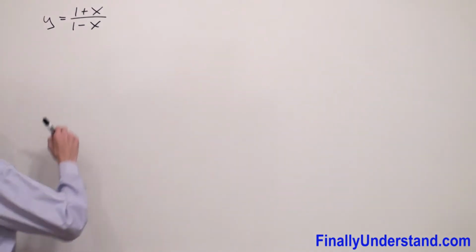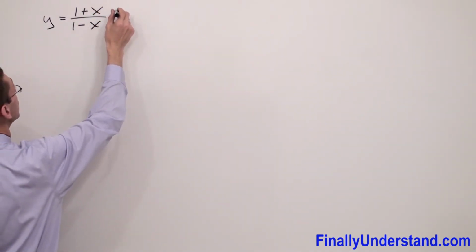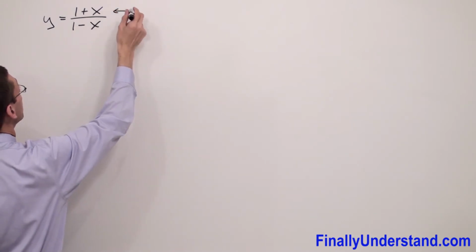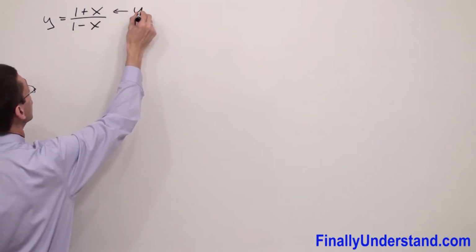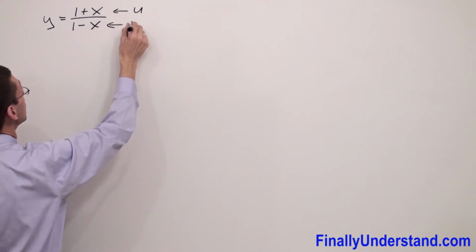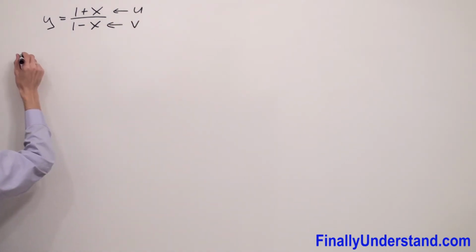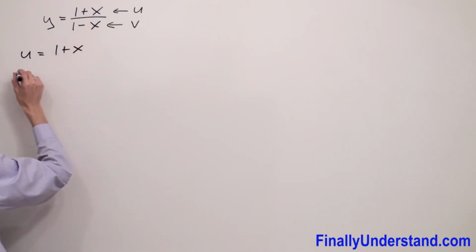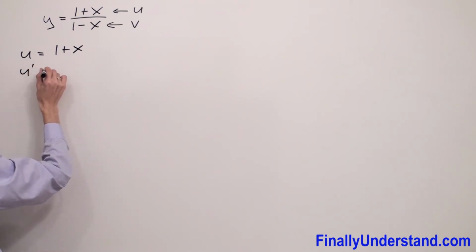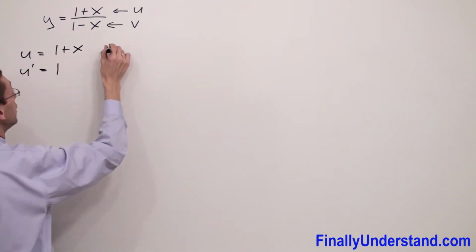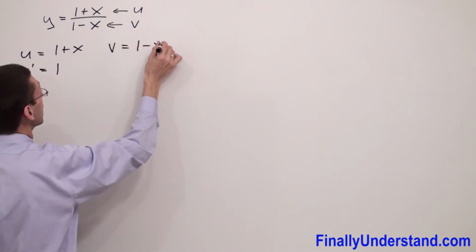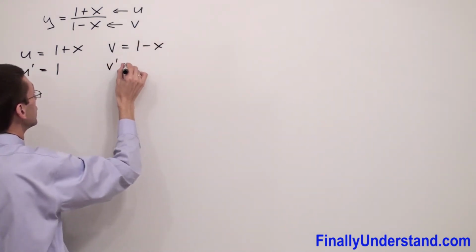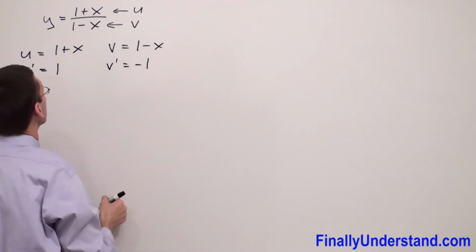This time we're supposed to find the second derivative of the quotient. Please keep in mind that anytime we take the derivative of a quotient, the numerator we call u and the denominator is v. So simply write that u is equal to 1 plus x, the derivative of u is equal to 1. v is equal to 1 minus x, so v prime is equal to negative 1.